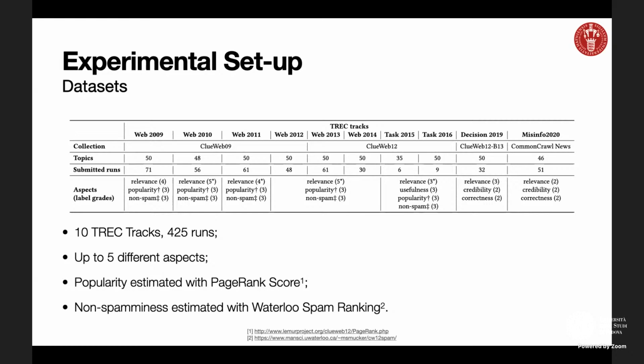So these are the data sets that we considered, with the number of runs that were considered and the aspects. We had 10 different tracks in TREC, more than 400 runs. Some of the aspects we generated ourselves, for example popularity and commonness, based on PageRank score and what was found ranking. Others were annotated by humans.